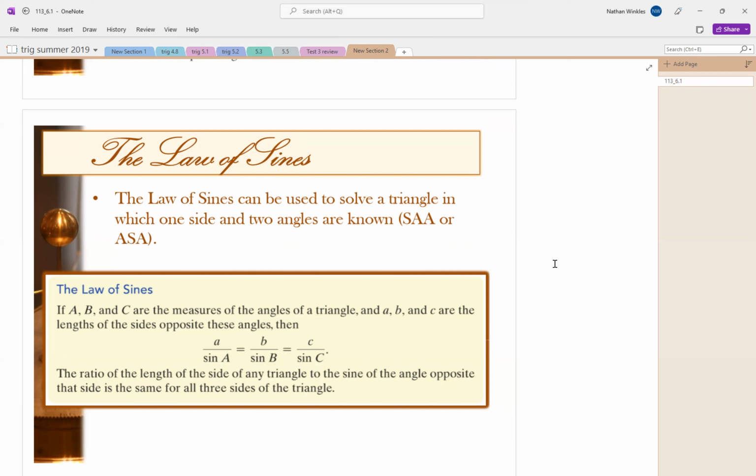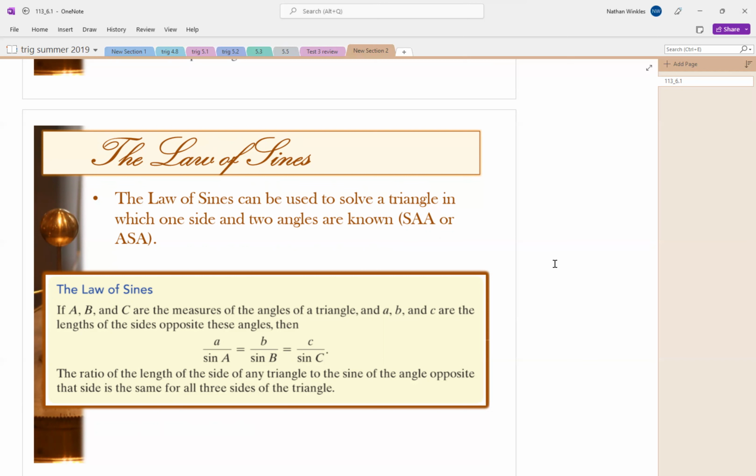So if angles A, B, and C are the measures of the angles of a triangle, and little a, little b, and little c are the lengths of the sides opposite these angles, then the law of sines states that side a divided by sine of angle A is equal to side b divided by the sine of angle B, which is also equal to side c divided by the sine of angle C.